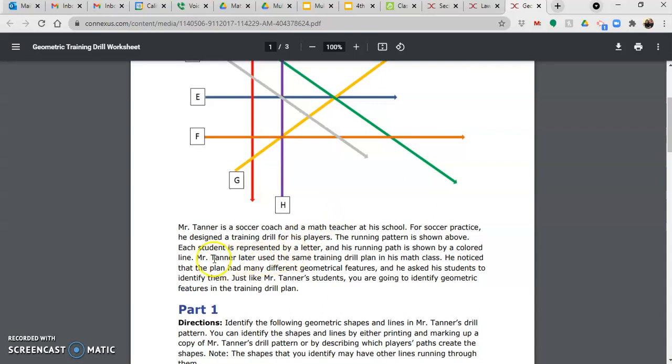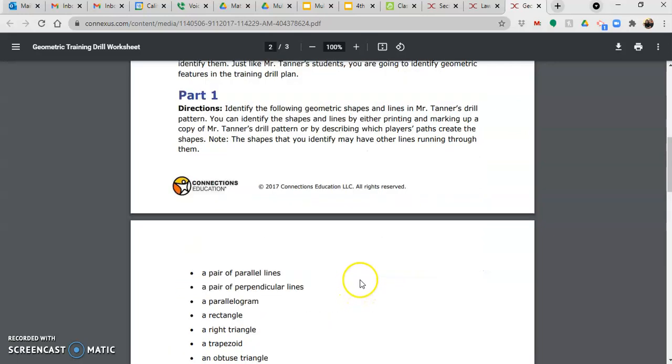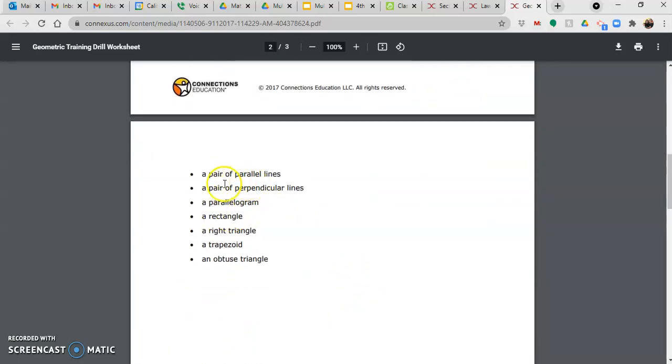So it says that Mr. Tanner later used the same training drill plan in his math class, and he noticed that the plan had many different geometrical features, and he asked his students to identify them. So that's what we're going to do. When you get here, you're going to look for a pair of parallel lines, a pair of perpendicular lines, one parallelogram, one rectangle, a right triangle, a trapezoid, and an obtuse triangle. Now they're all pretty easy to identify except for the obtuse triangle.